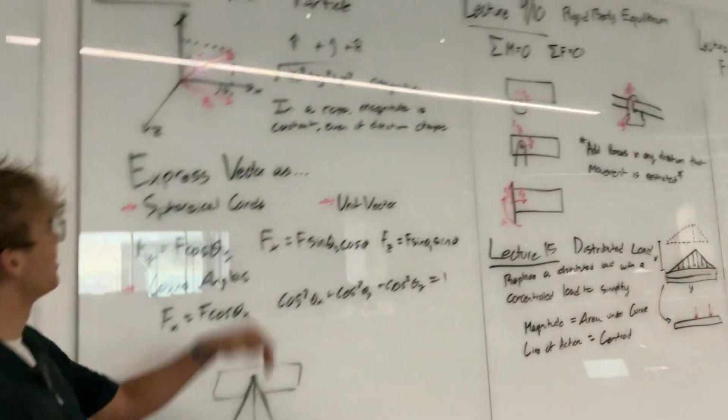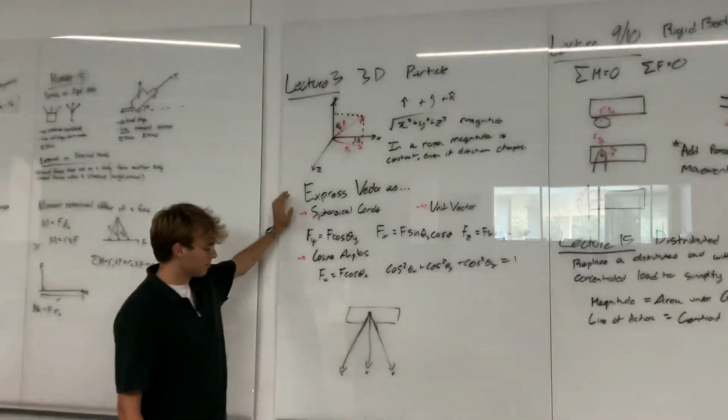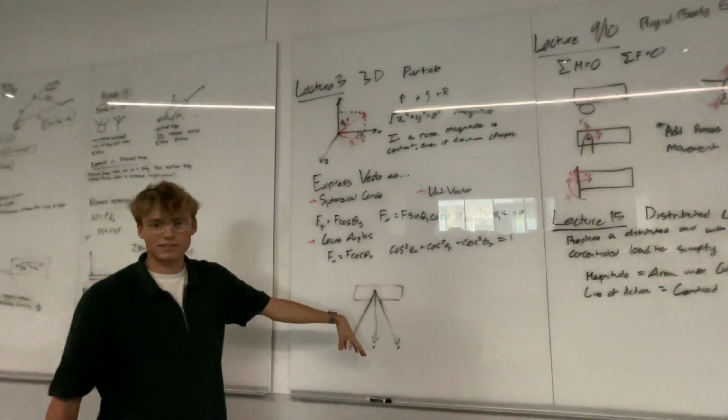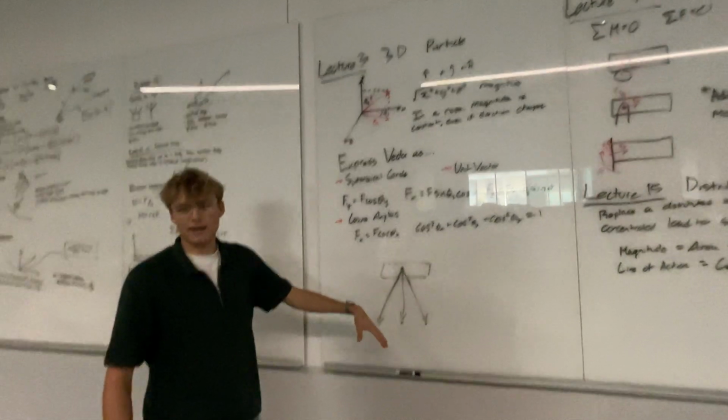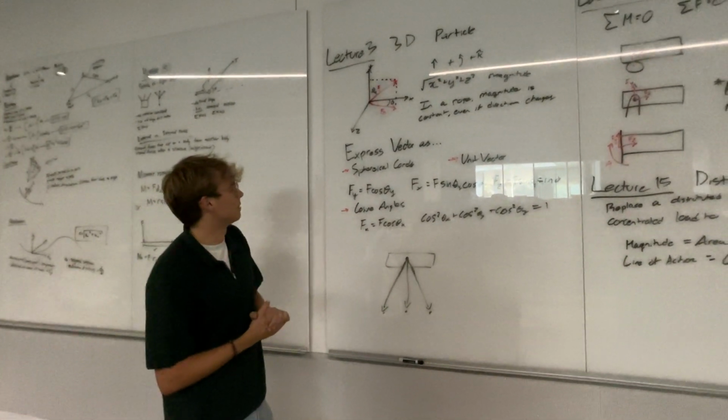Okay, all right, so now we're going to move on to some 3D particles. When you're representing a 3D particle, typically you're going to be dealing with problems like this. You're going to have a particle and then a bunch of forces acting on it. If you remember a lot of those, we had a plate being held up by some cables or something like that. So it's going to be a lot of those type of problems.